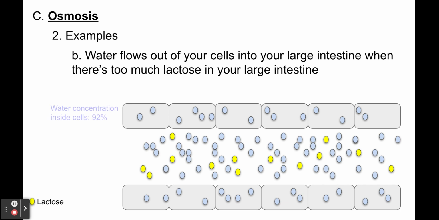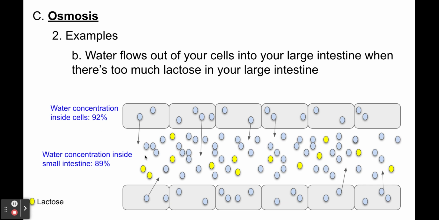and other stuff. Now, the water concentration inside our cells is 92%, but the water concentration inside the small intestine has dropped to 89% because there's so much other stuff, so much lactose in there too. Now, water will move to where it's less concentrated, which is now inside the small intestine. This is a lower concentration than what's inside the cells. And so water is going to move from the cells into the small intestine.